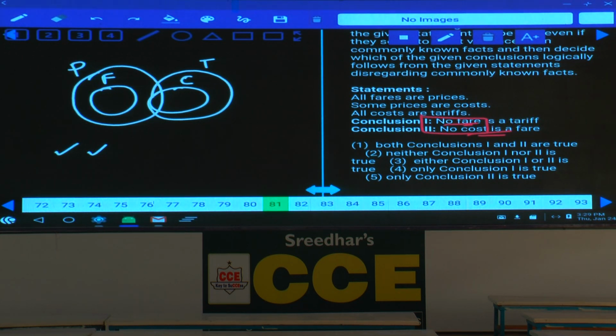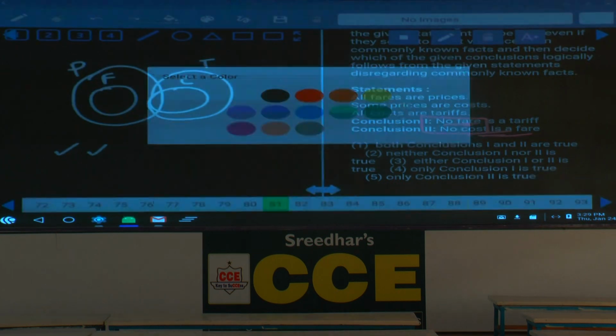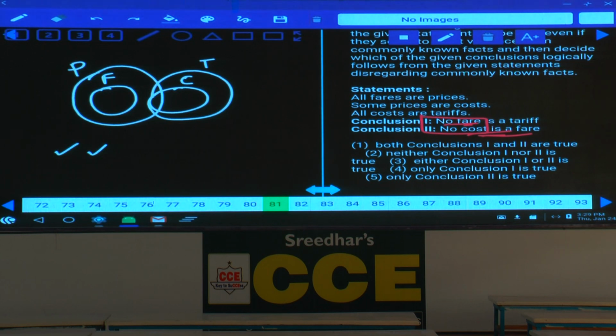Now in this one, no cost is fare. Hence, we should draw an alternate diagram. What is the complementary pair to this one? No cost is fare, some of the costs are fare. Then how to draw this one? Some costs or fares can be written like this. If some costs or fares are like this, then all costs are tariff. Then tariff will also come like this, isn't it?